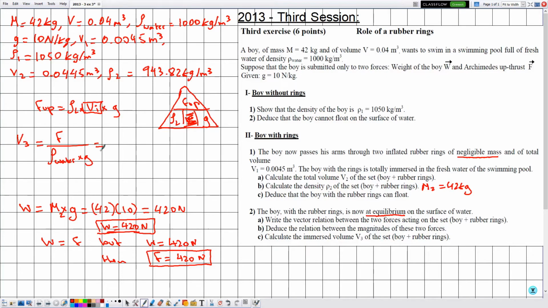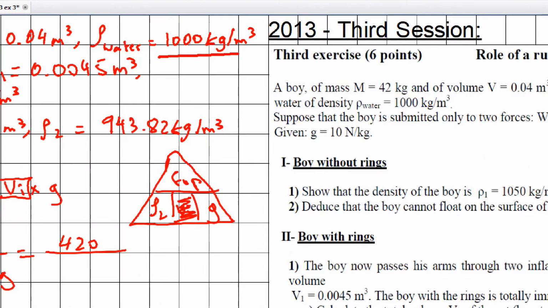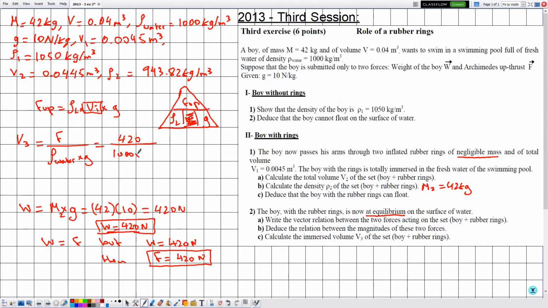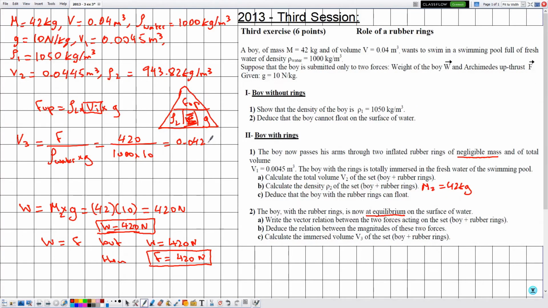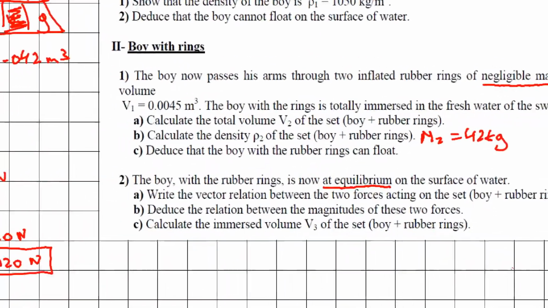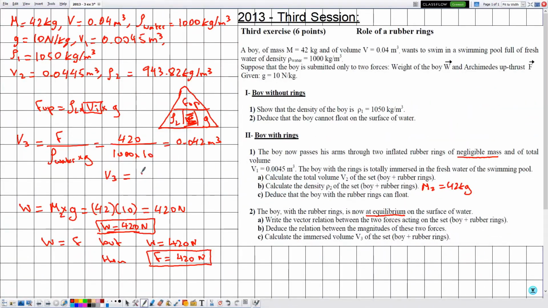Now let's replace the values. The value of F is given by 420. The value of the density of water is given by 1000. The value of G is given by 10. Plugging this fraction on the calculator, the volume V3 is given by 0.042. Since everything is expressed in the SI, the unit of V3 will be in the SI, which is meter cube. Then the volume of the immersed part corresponding to the said buoy plus rubber rings is given by 0.042 meter cube.